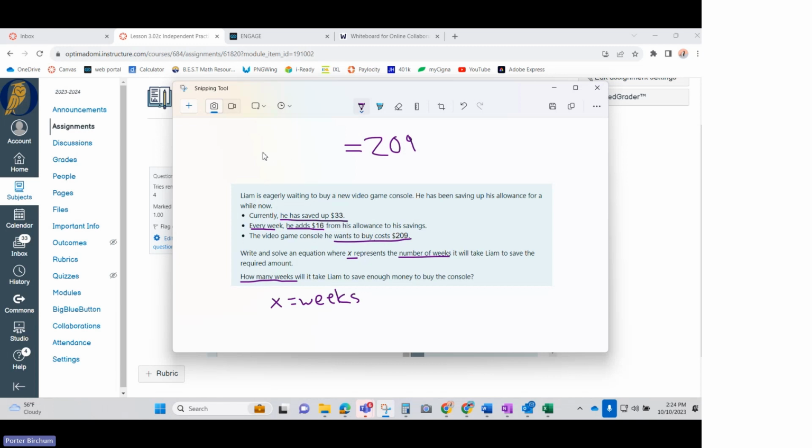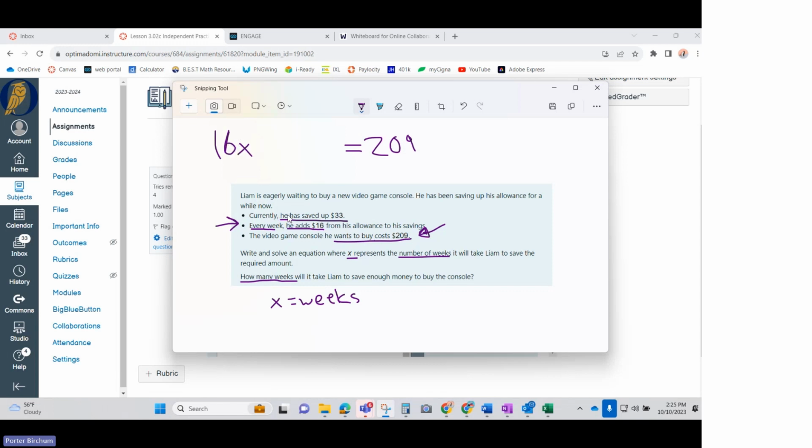So what is happening to X? What number has to do with weeks? I already know that 209 is my end, but which one is weeks? Oh, here, that number is weeks. So every week he adds $16. So after 1 week, it'd be 16. After 2 weeks, it'd be 32. After 3 weeks, it'd be whatever 3 times 16 is. So I think we're multiplying 16 by how many weeks? 16x.